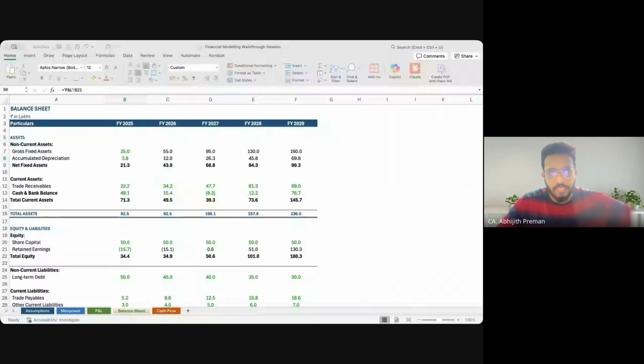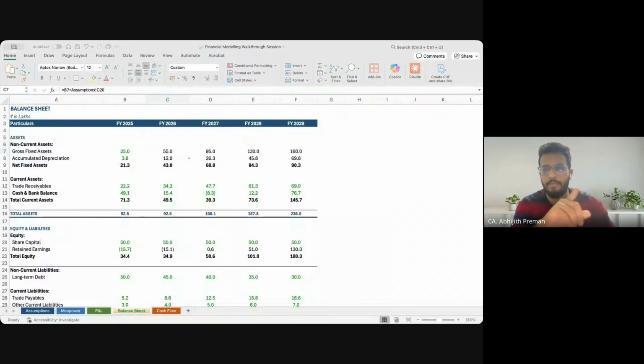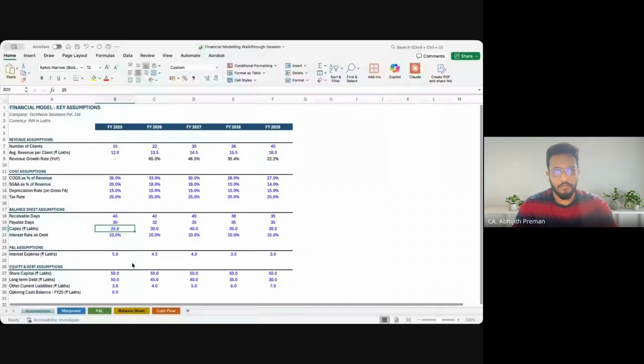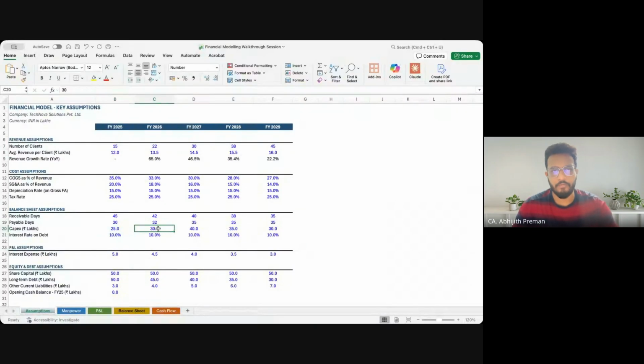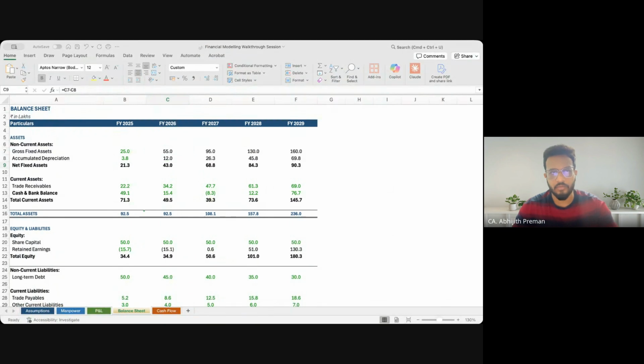Similarly, in year 2, it's B7 plus assumptions C20. B7 is the opening value of the asset, 25 lakh, plus we have added a capex addition in the assumption sheet. See, 30 lakhs. So 25 plus 30 is 55, 55 plus 40 is 95, then 130 and 160. Then the accumulated depreciation would be 15% on this number. That way we'll have the net fixed assets also coming in here.